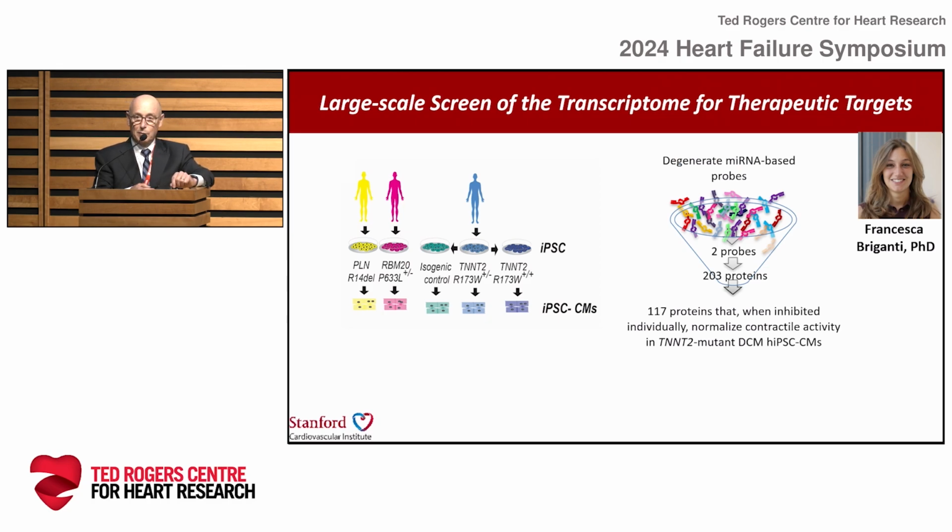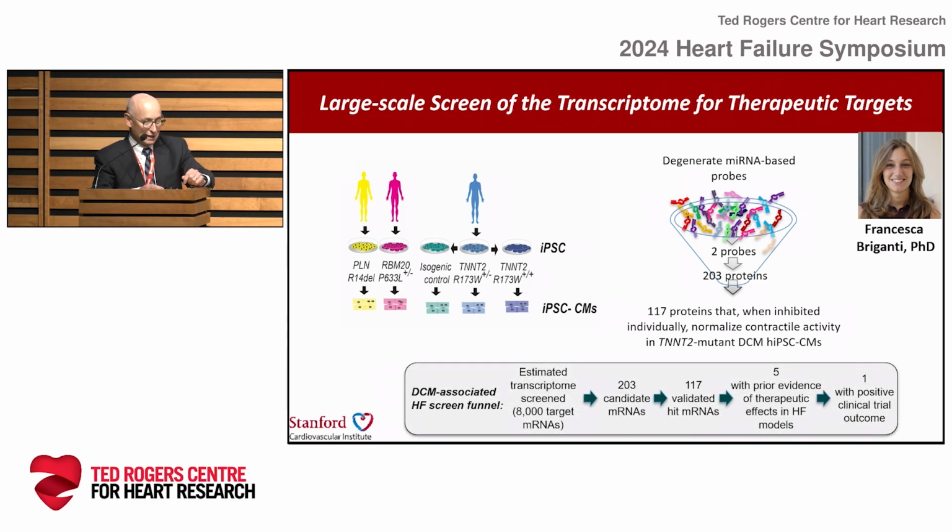So here was the actual experiment that she did. She took a couple of different genotypes: troponin T mutant DCM, RBM20 mutant DCM, and the phospholamban mutant DCM. And she used degenerate probes that were based on microRNAs, so that each probe sees multiple targets, and then we deconvolute the target space. And I can get into that in detail if anyone is interested in how we do that. So she ended up with lots of probes that went into the funnel. Two probes look really promising, and that led to 203 targets, of which individual inhibition of 117 would restore contractile function. And 30 were as good as CRISPR correction of the underlying genetic lesion.